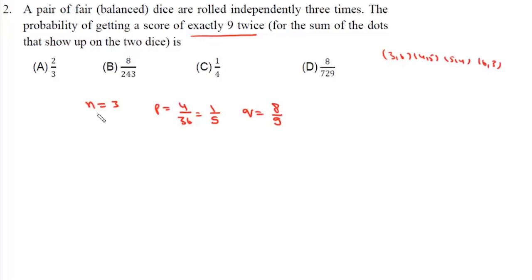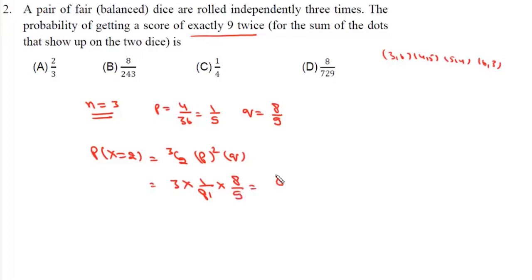Now it says out of these 3 turns, we should get exactly 9 twice. So we need to find the probability when the value of x is 2. So it will be 3C2 p^2 q. So it will be 3, now p squared is 1 by 81 and q is 8 by 9. So this probability will be 8 by 243, and that's your option B.